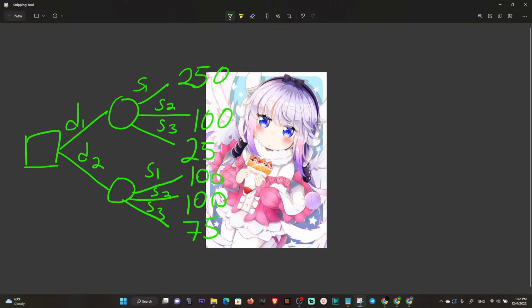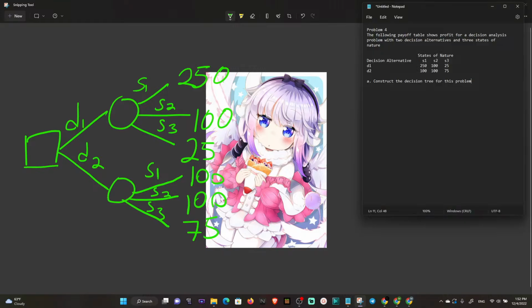But we're missing something. What are we missing? D1, D2, S1, S2, and S3 are in there. Are we missing something? Well, the answer is no. I just wanted to test if you were paying attention. We're not missing anything. We're covered. Here's your tree.